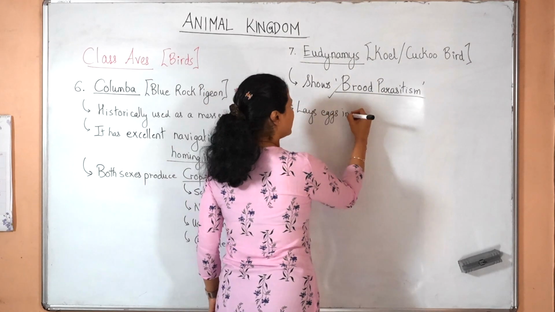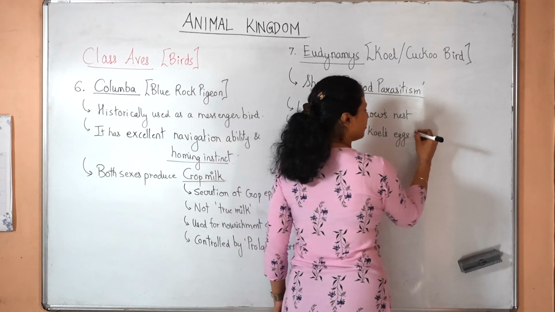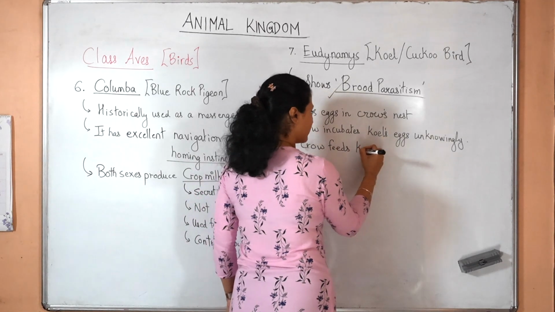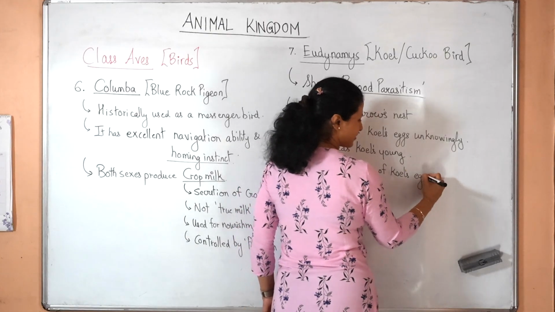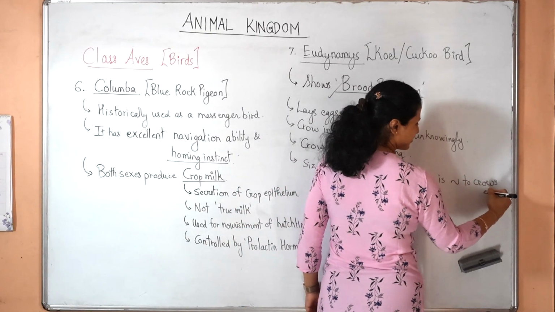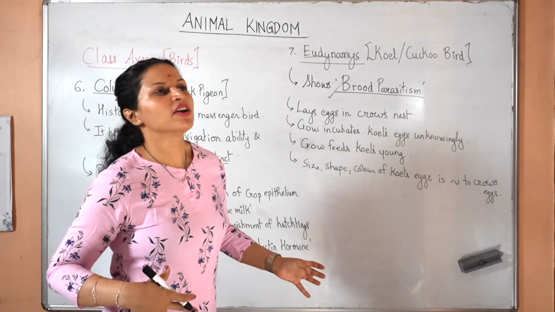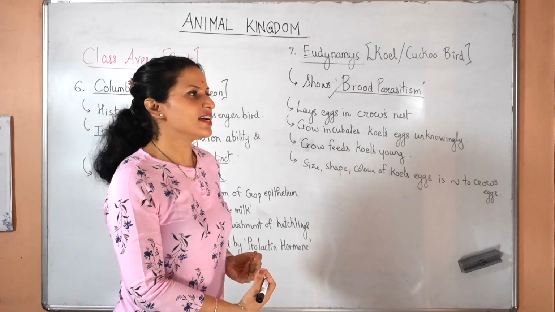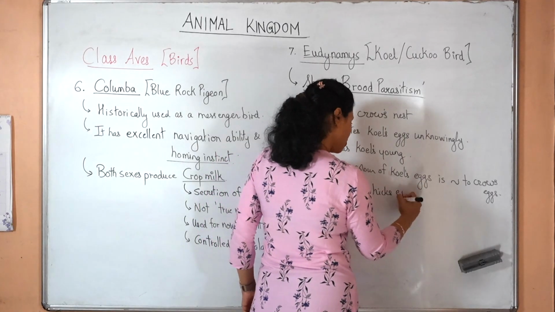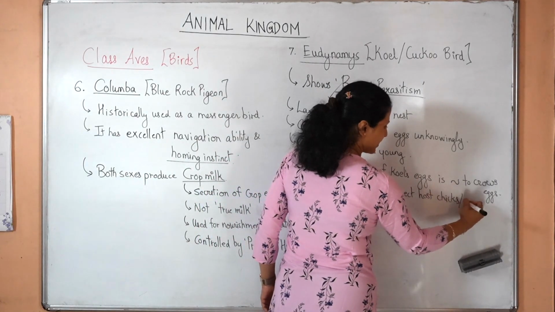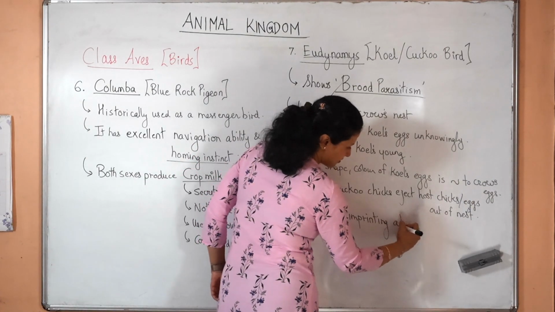Lays eggs in crow's nest. Crow incubates Koel's eggs. Unknowingly, the crow feeds Koel's young. Size, shape, color of Koel's eggs is similar to crow's eggs. That has happened with evolution. The size, shape, color of the Koel's eggs has become very similar to the crow's eggs to facilitate this parasitism process for the Koel. The young cuckoo chicks eject host's chicks and eggs out of the nest. Host imprinting absent in cuckoo chicks.